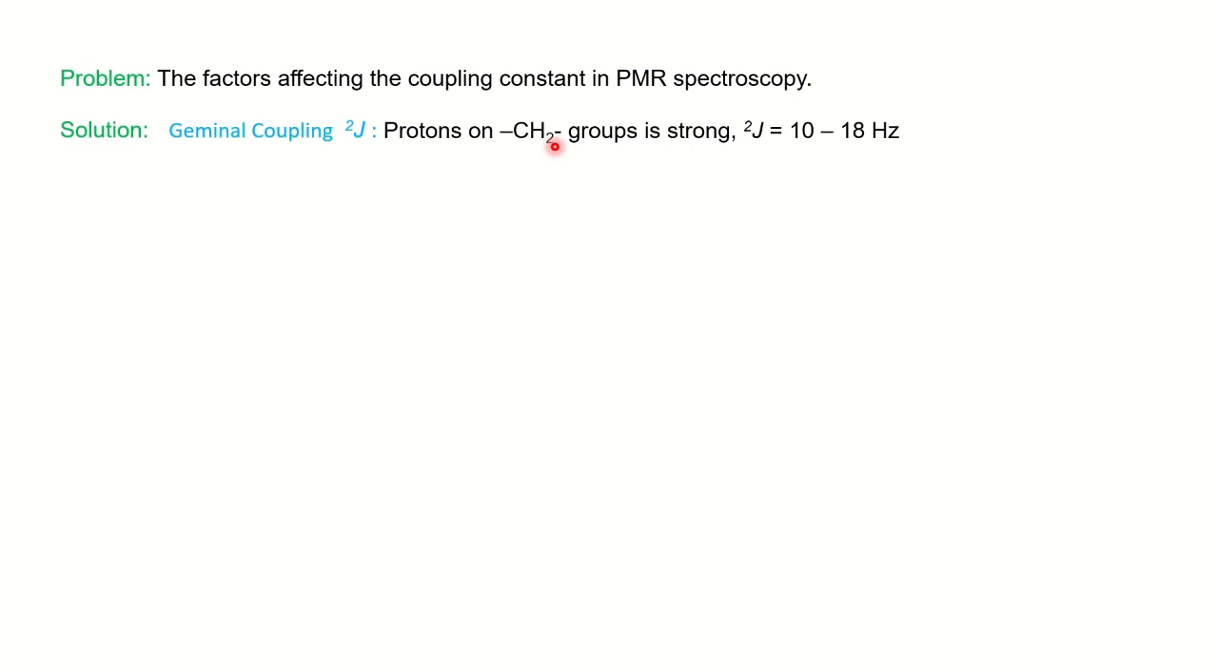I have prepared a video also on chemically equivalent and non-equivalent, how to identify that. You can find the link in the description box and you can watch it. So when the two protons which are attached to the same carbon are chemically non-equivalent, then they will couple with each other, and the coupling constant value is between 10 to 18 hertz. It is very strong because only two bonds are involved between the two protons.